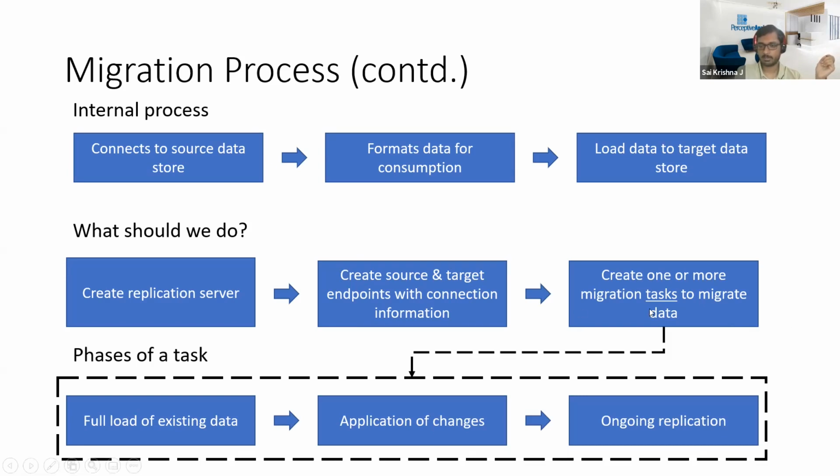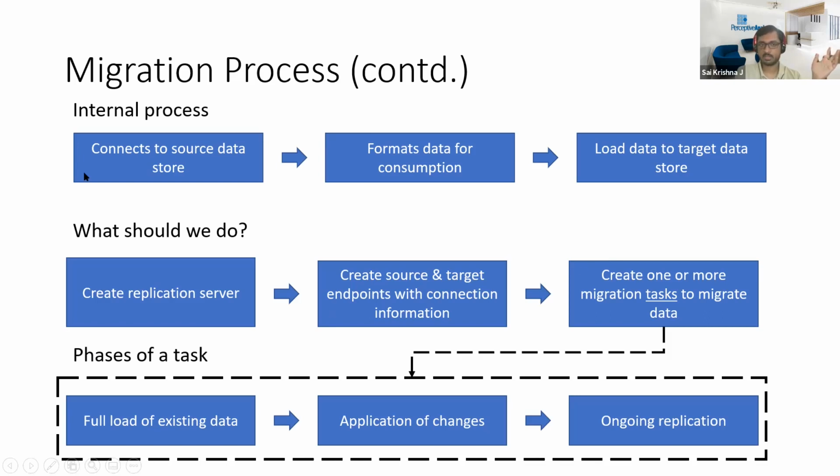And what happens in these tasks? First, it loads the existing data fully, and any changes or updates to that data, it applies. And then there's a process of replication. Replication is where, as we said, there is this availability zone concept. You can replicate data across multiple availability zones, so that even if the data center in one zone goes down, you still have a backup. So that is the purpose of the replication. This is what happens in the migration process.